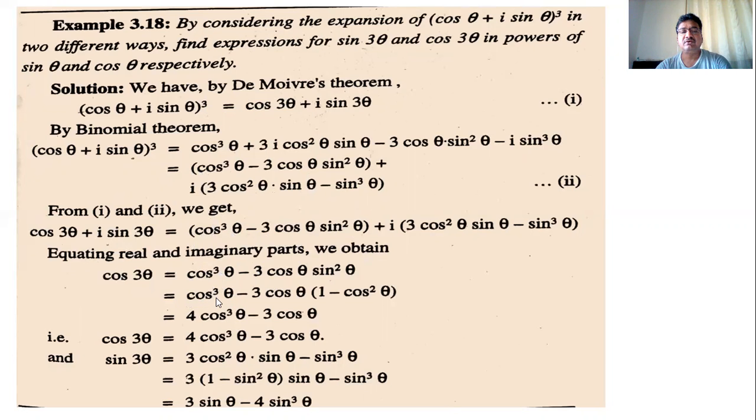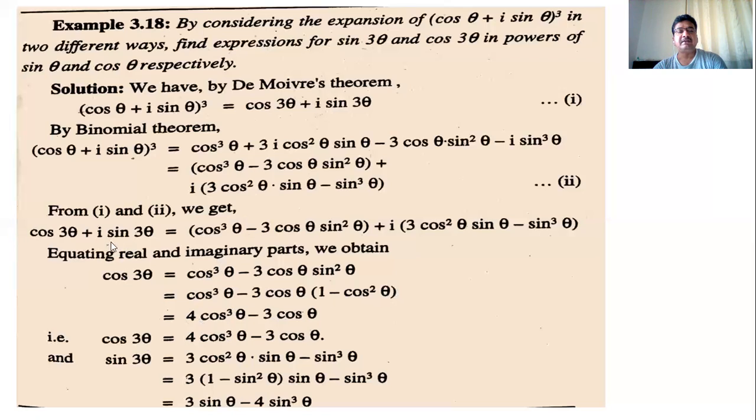Its simplification is cos cube theta minus 3 cos theta sin square theta. Write sin square theta as 1 minus cos square theta, and then we have the answer 4 cos cube theta minus 3 cos theta. Why this simplification? Because the question is to find the expression for sin 3 theta and cos 3 theta in powers of sin theta and cos theta respectively. That is, we have to find the expansion of sin 3 theta in terms of sin theta, and cos 3 theta in powers of cos theta. So we substitute sin square theta in terms of cos, that is 1 minus cos square theta, and so this is the expression for cos 3 theta in the power of cos theta.